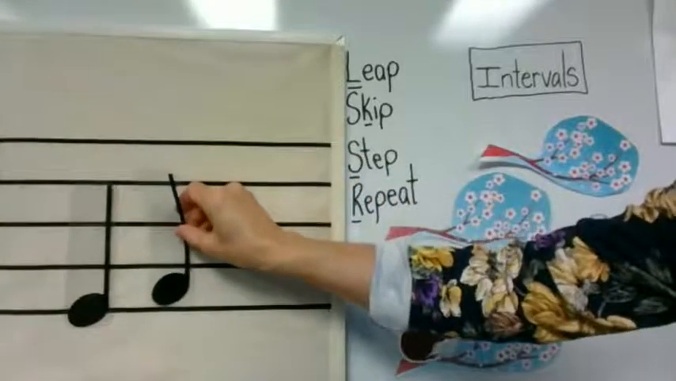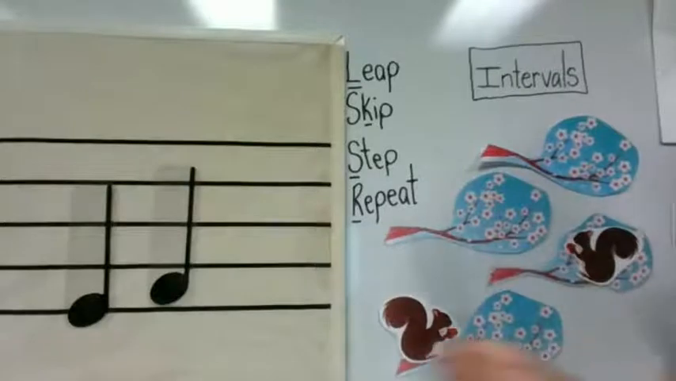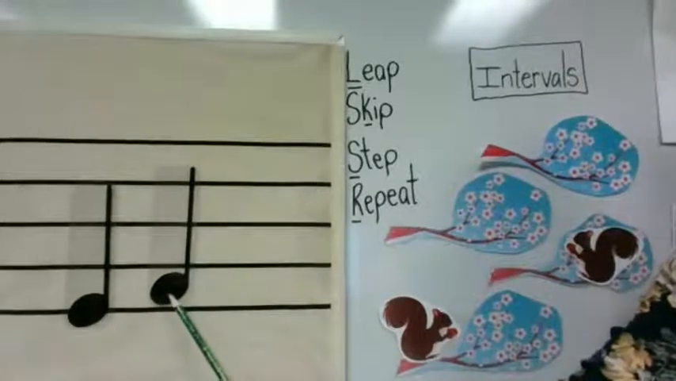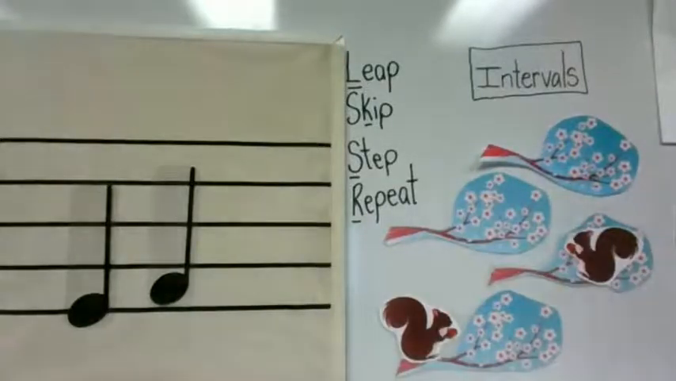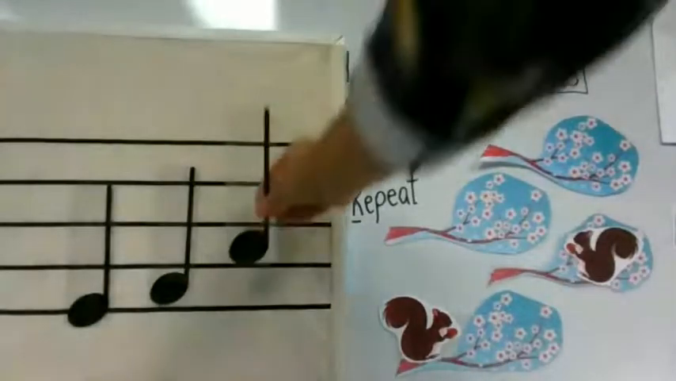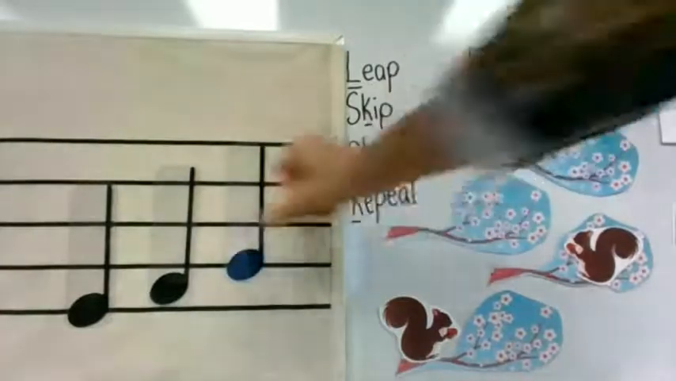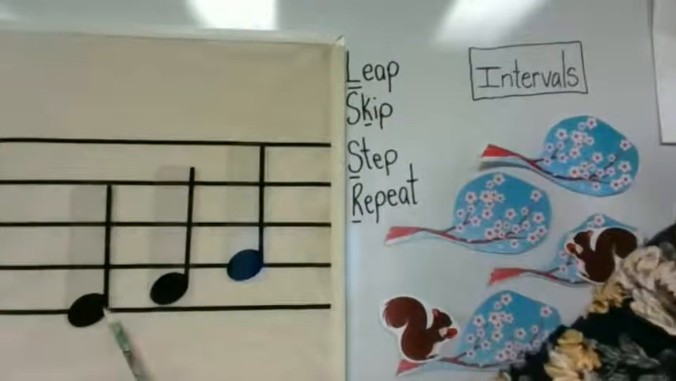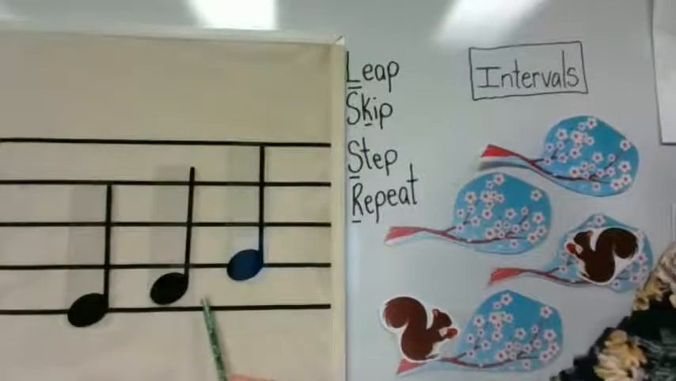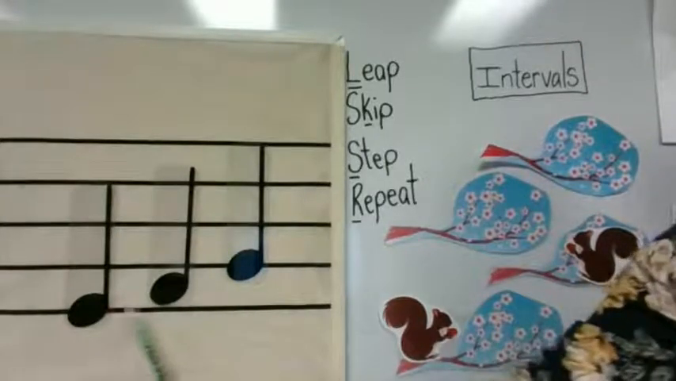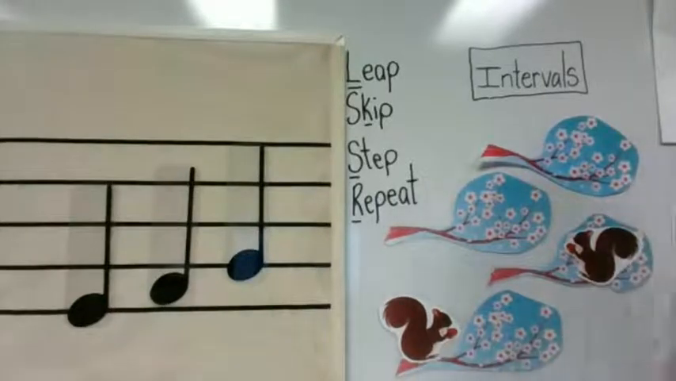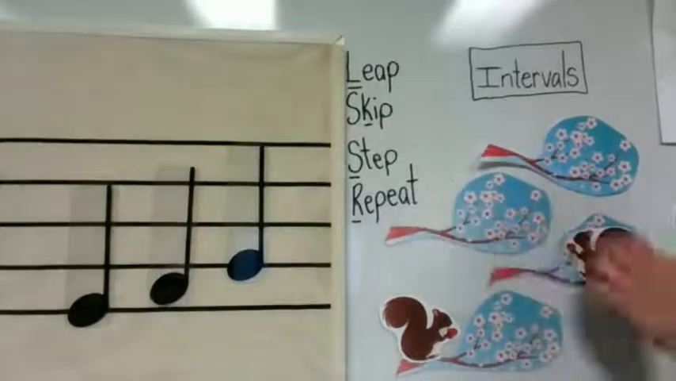Step looks like this on the staff. It goes from a line to the very next space, or the space to the very next line. This could also be a step. You're stepping up. So from here to here is a step. From here to here is a step. Do, re, mi. These are steps.